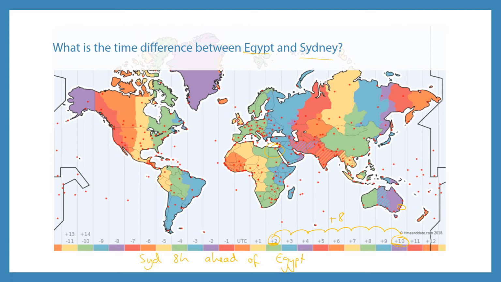That means that the sun is going to hit Sydney, say at its peak or at the beginning of the morning, 8 hours before it hits here. Now the sun isn't actually moving this way. You know, the world is rotating, but for the sake of this, you can just think of it as the sun moving.